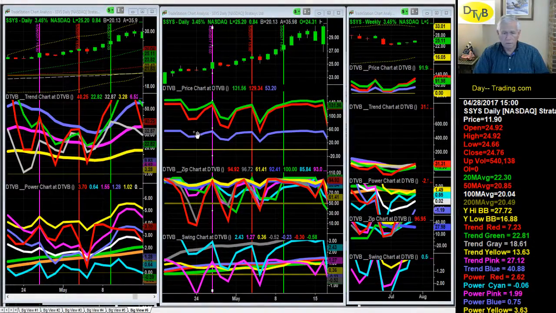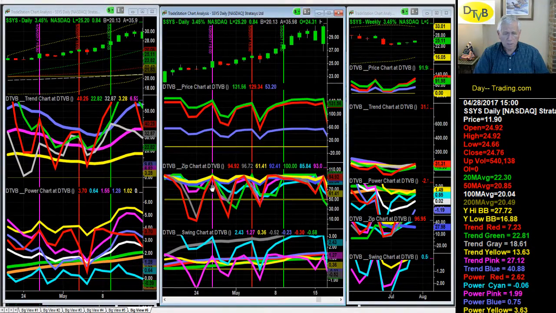If you notice right down here in the zip chart, the yellow is really high, bouncing up over 80 all the time. So we're in a significant uptrend throughout this whole thing, but yet we were able to identify that the days after the red vertical line and the pink vertical line were both red candles.